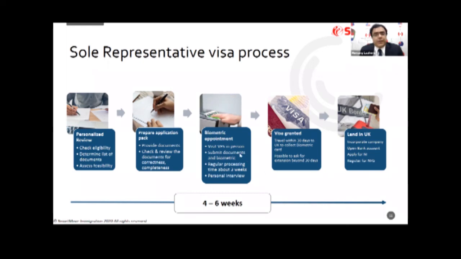But with the sole representative visa, from the day when you start a personal review with us and we determine that yes, you are eligible for it, from that day till the end of that process, when your visa is stamped and you're landing in country, it could be as little as 4 weeks, which is just amazing. Because for businesses that are looking at opportunities and they want to grow, and there's a quick opportunity and they want to leverage it, this is possibly the best option in that scenario.